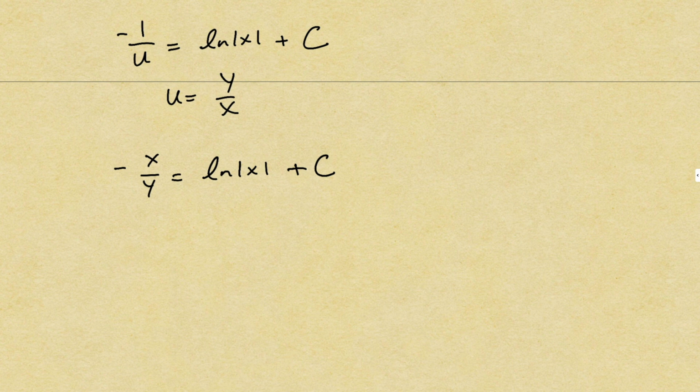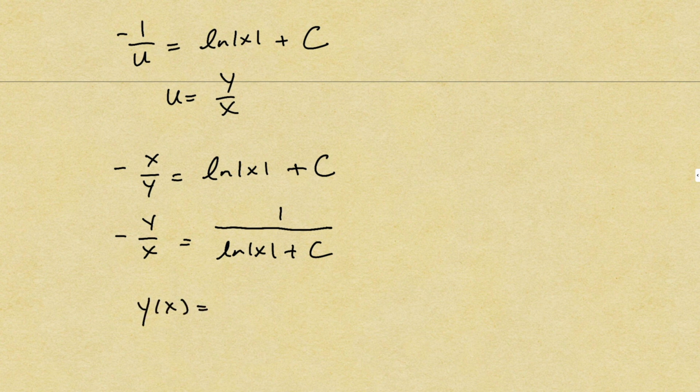And what we want to do is solve for y. So we can do that. So we see that another way to write this is minus y over x equals, now I'm going to do 1 over this. Now to solve for y, just multiply both sides by minus x. And I get y of x equals minus x over log of x plus our constant. So we're almost done. That's our general solution. And it's general because we still have the constant.